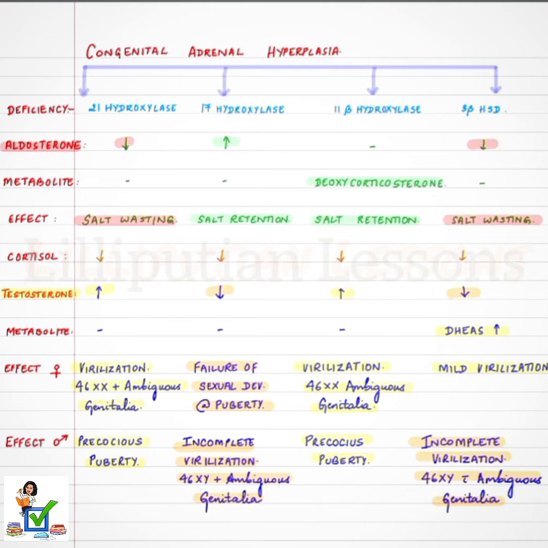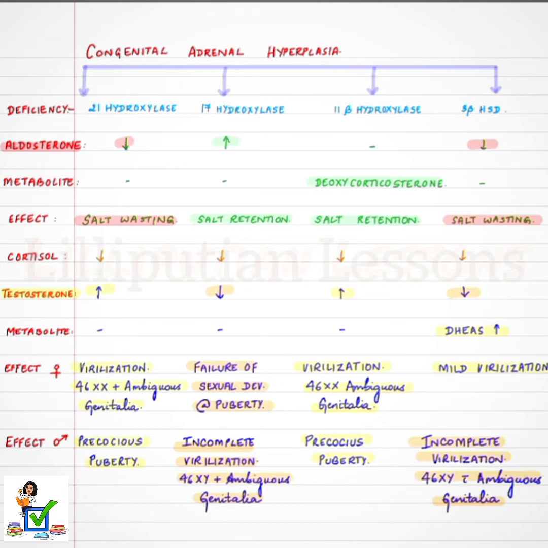So the most common one is 21 hydroxylase, followed by 17 hydroxylase, followed by 11 beta hydroxylase, and followed by 3 beta hydroxysteroid dehydrogenase. So we will classify this into disorders pertaining to aldosterone, pertaining to cortisol, and pertaining to testosterone. Okay, so pertaining to aldosterone, I want you to remember that aldosterone is reduced and reduced in the extremes.